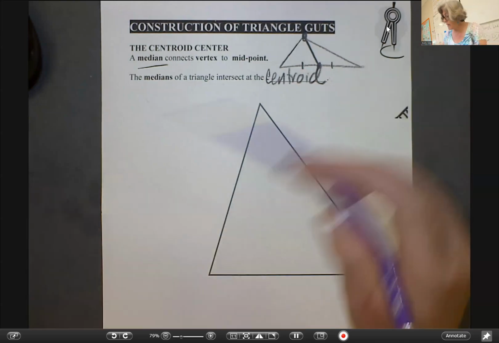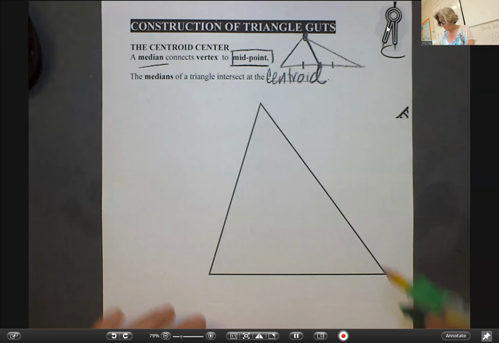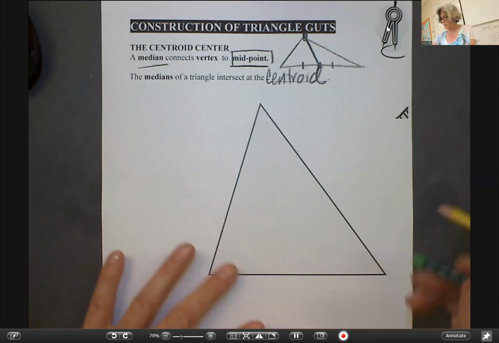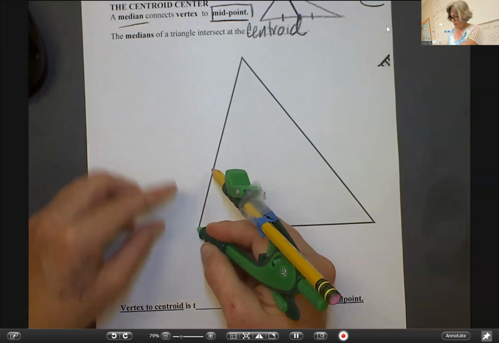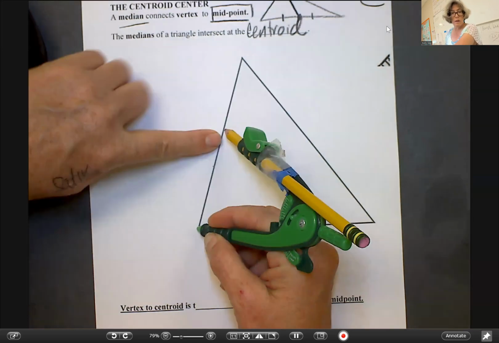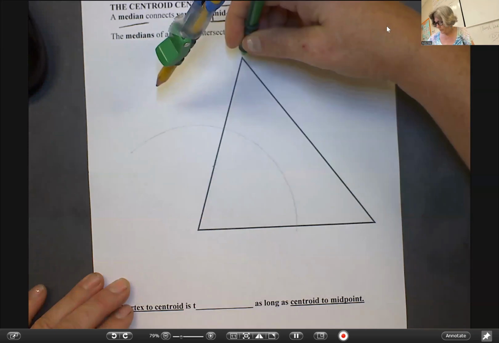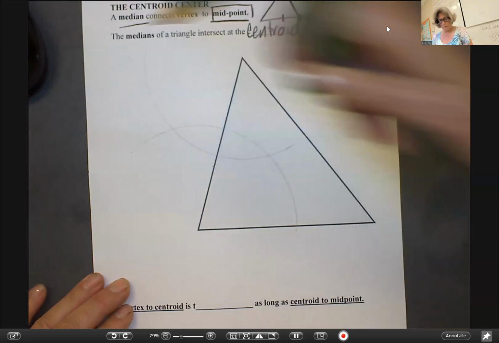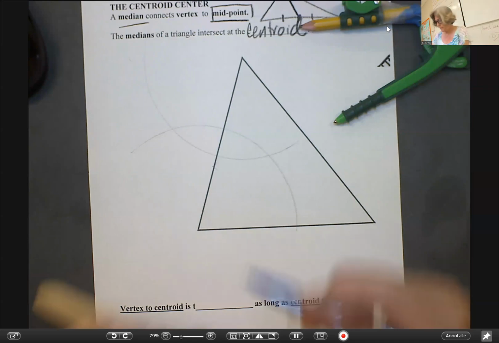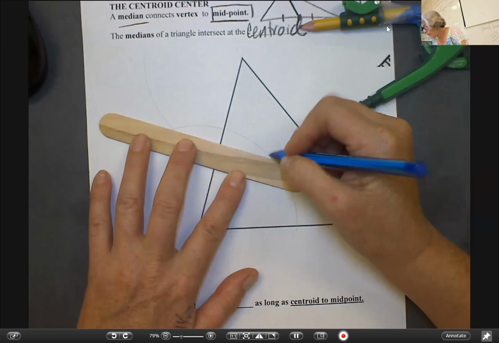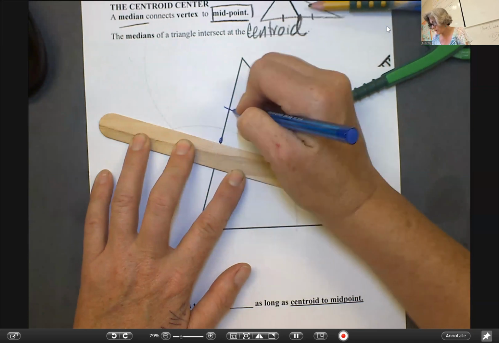So to construct a median, you have to construct a midpoint of any two sides. So I'm going to construct a midpoint of this side. Pivot just past what looks like the middle. Sweep. Sweep. Take your straight edge. Line up your tick marks. There's your midpoint.